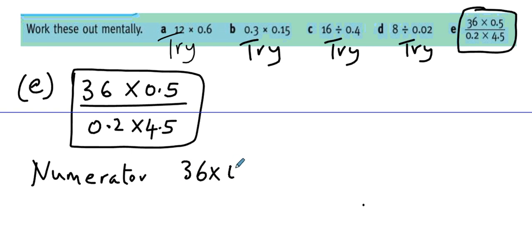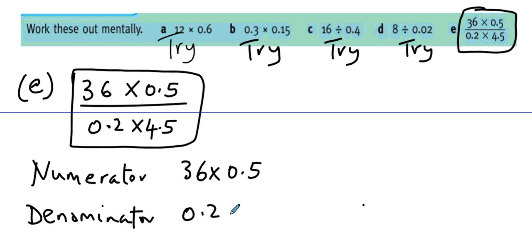36 times 0.5, and work out the denominator separately, and this is 0.2 times 4.5. So you work out separately, and the answer you get, you are going to divide numerator by denominator. That will be the final answer.